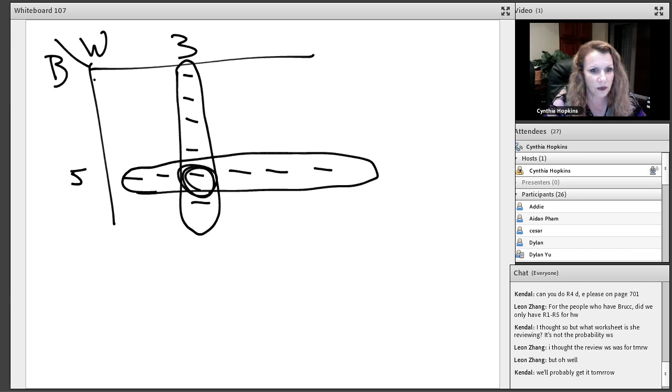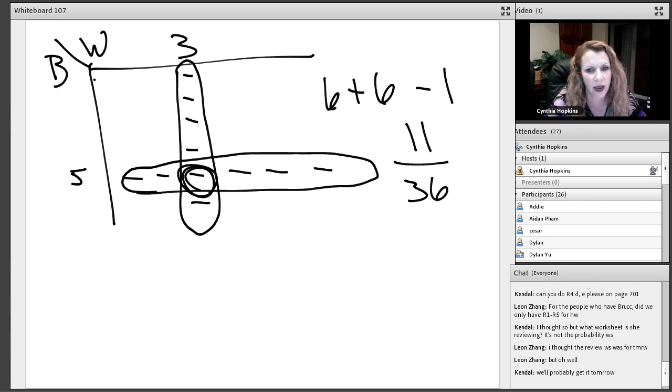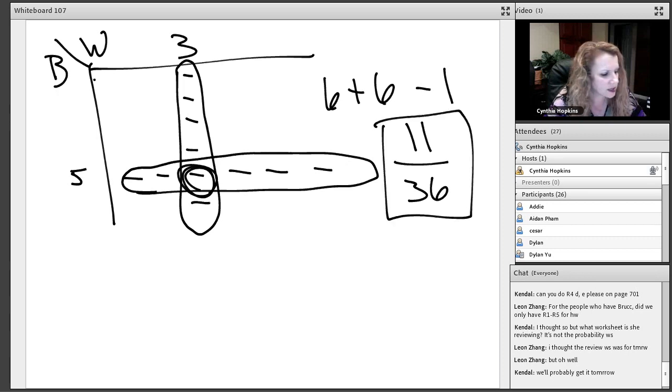also? But when you look at what I just circled, this one is an overlap. So it's not just 6 plus 6, it's 6 plus 6 minus the one that overlaps. So there are 11, and then of course my sample space is 36, and they ask for the probability. So this is 11 out of 36. Okay, that was number 19 on the worksheet.